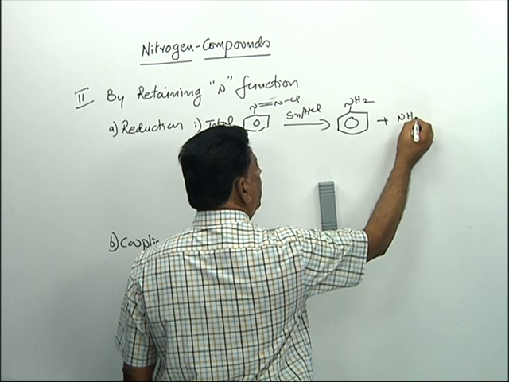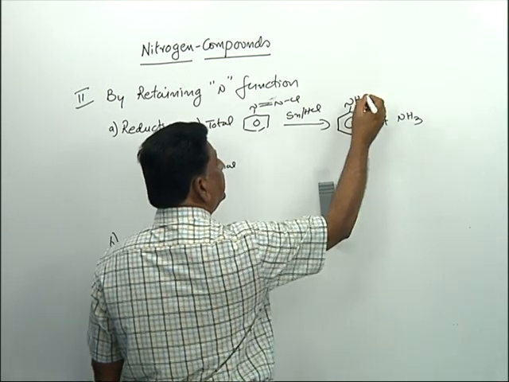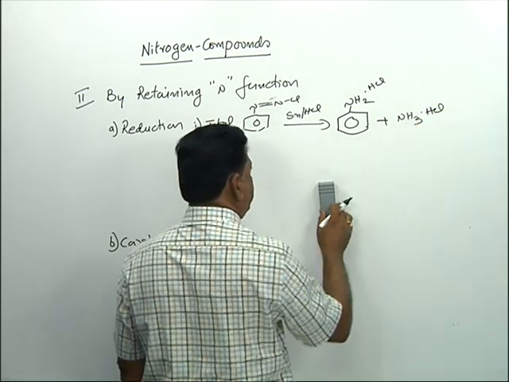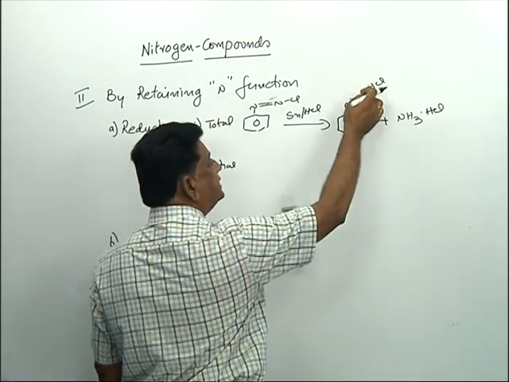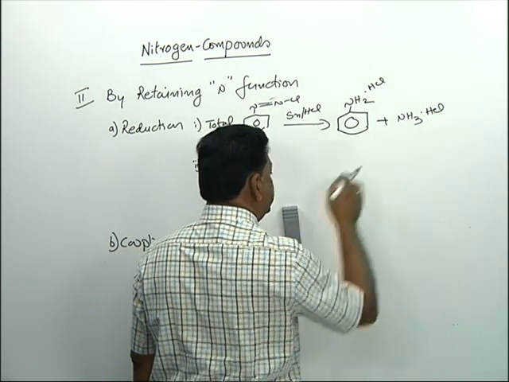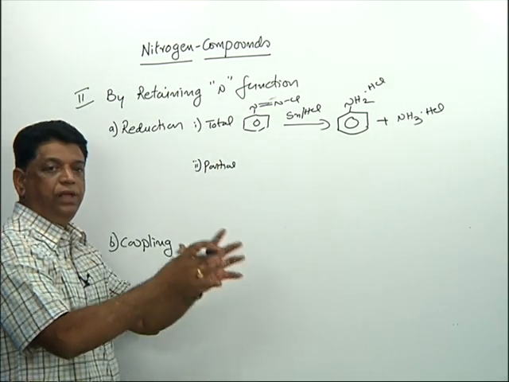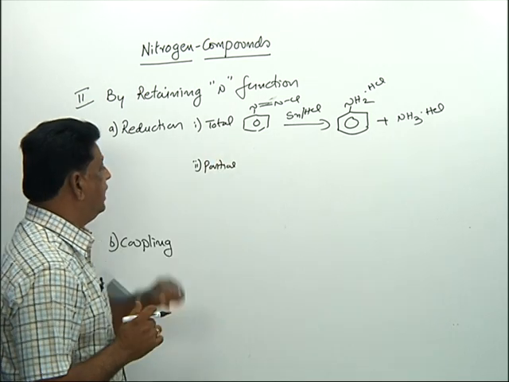However, both the molecules are under the influence of HCl, therefore they come as hydrochlorides, or you can write NH3 plus Cl minus, NH4 plus Cl minus. The salt of the ammonia and the salt of the aniline will be the answers. This is called total reduction.